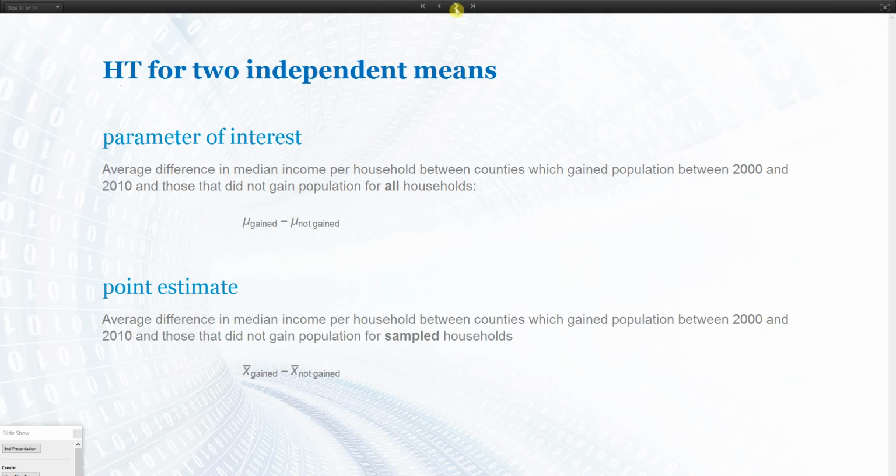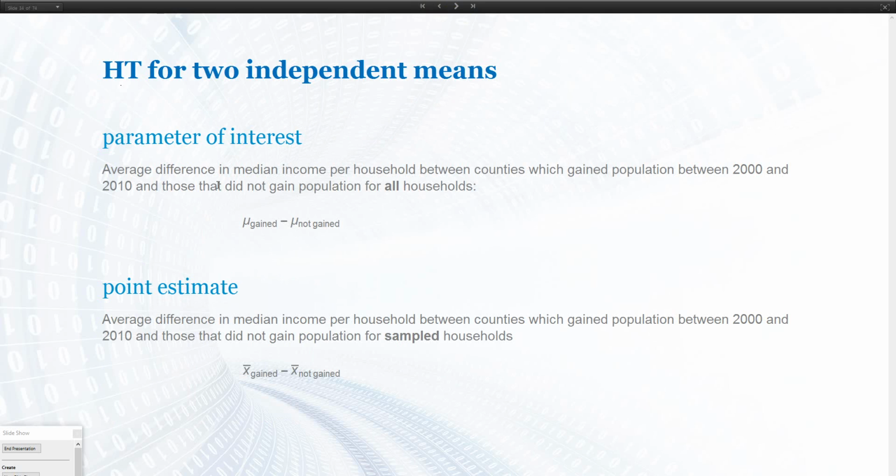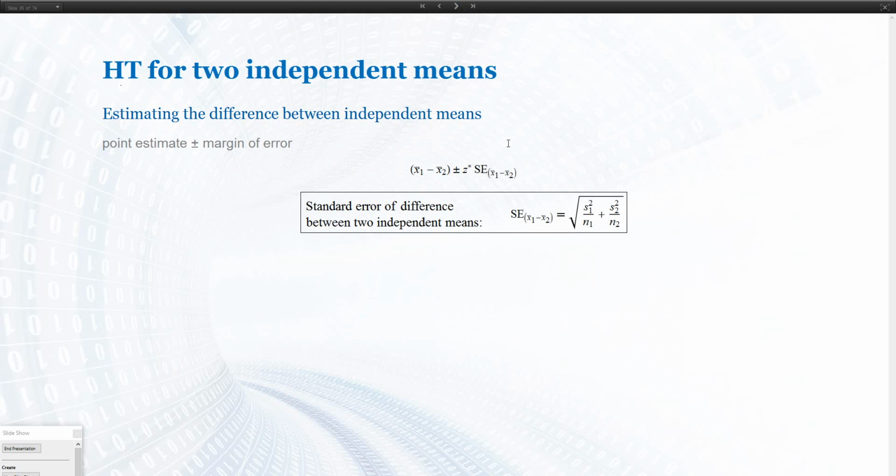And now we would like to quantitatively answer the question, is there a difference in median income per household between these two classes of counties? Yeah? So it's the mean value of counties that gained minus not gained, is it 0 or not? Our point estimate is from the table before. And we are estimating here the difference between independent means.